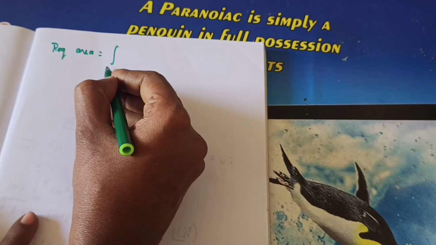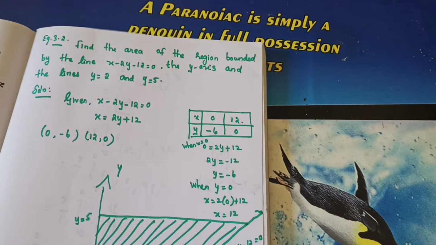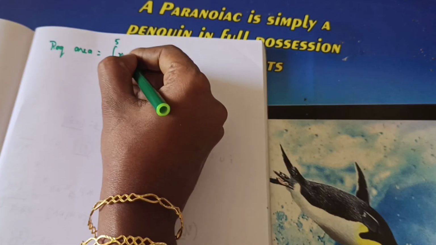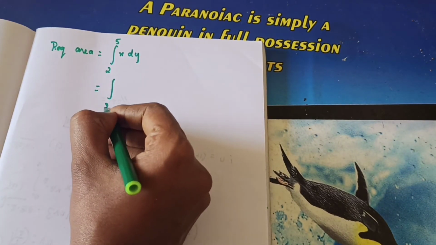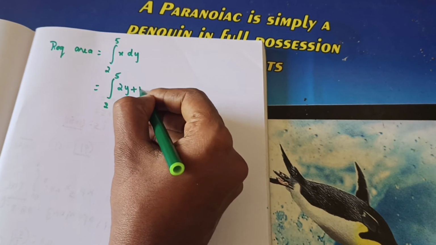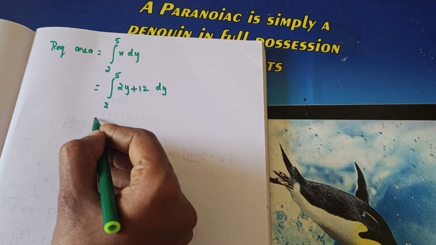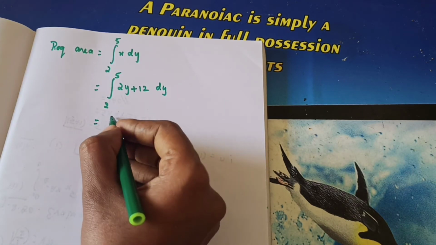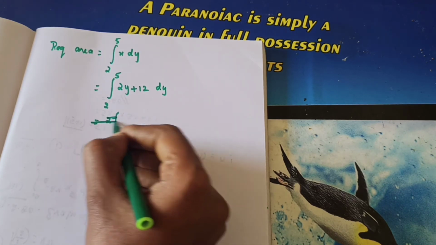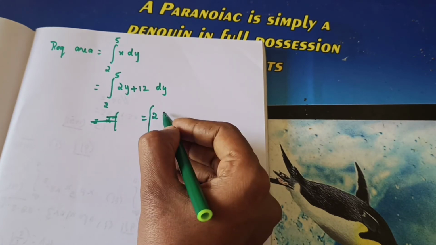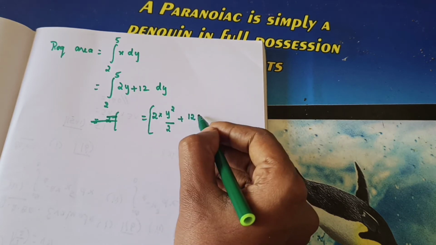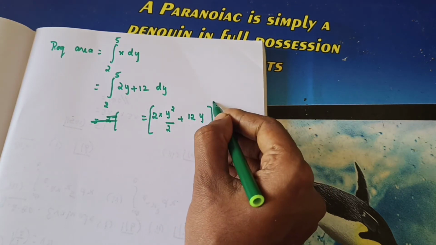equal to integral. What's the limit, from where to where? What's the value which is given? y equal to 2 and y equal to 5. So 2 to 5, x dy is the formula. What's the value of x we have found out first? 2y plus 12 dy. Now we are going to integrate. Understand? So how will you integrate? 2 into, what's the integration of y? y square by 2, plus 12 into integration of dy, which is y. Limit is from 2 to 5.